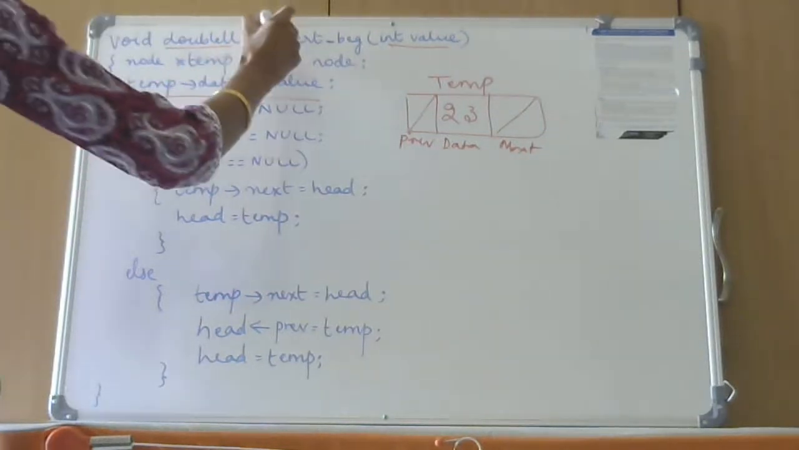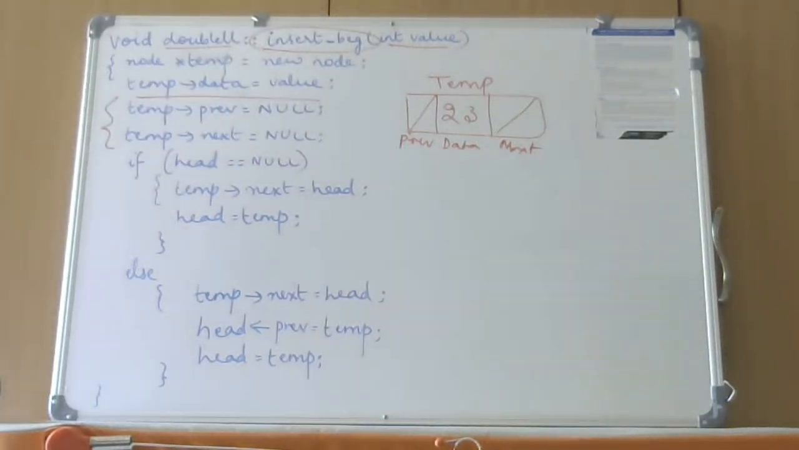I have to now insert it somewhere. Where do we want to insert? We want to insert it at the beginning of the double linked list. Now, I have already told you in linked list as well as in circular linked list, whenever you want to insert, we are going to check whether the linked list is empty or not.